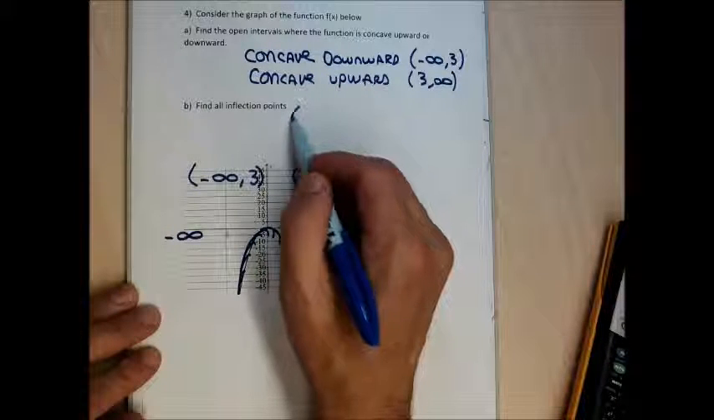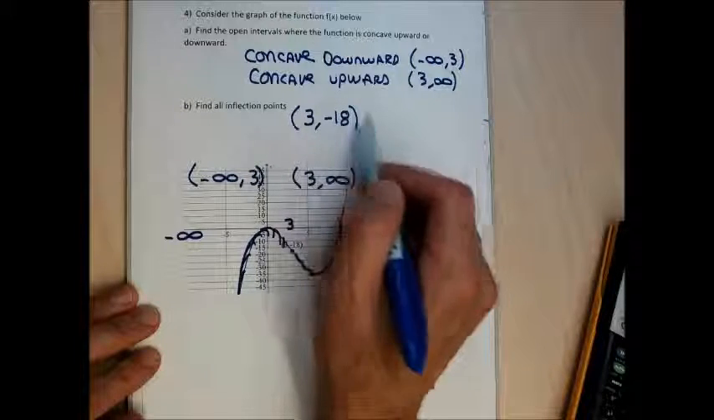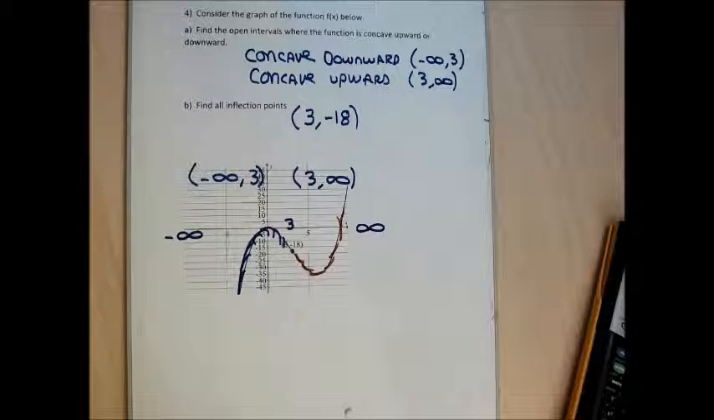And the nice thing about inflection points, we don't say there's an inflection point of y equal to negative 18, which occurs at x equal to 3. That's just not done for inflection points. For inflection points, you usually just give the whole point. So that's everything for question 4. We just have a little bit more to go.